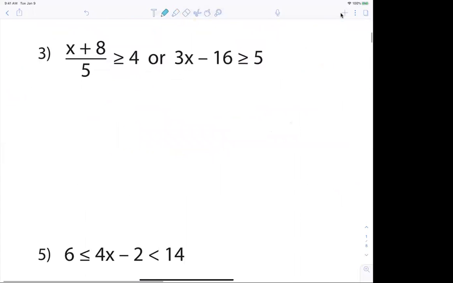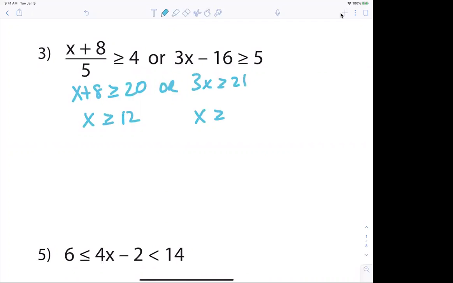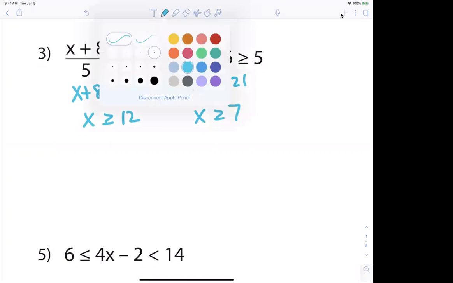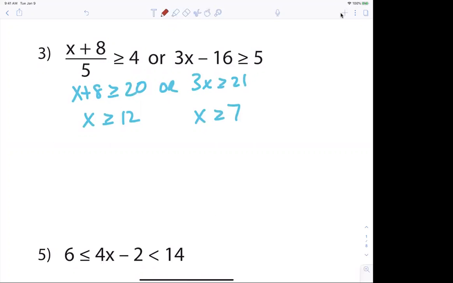All right. Again, we can use math here. X plus 8 is greater than or equal to 20. X is greater than or equal to 12. Or 3x is greater than or equal to 21. X is greater than or equal to 7. All right, guys. What numbers are greater than 12 or greater than 7? Somebody jump in.